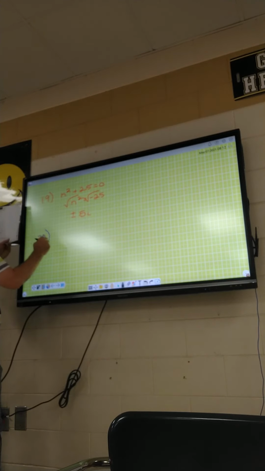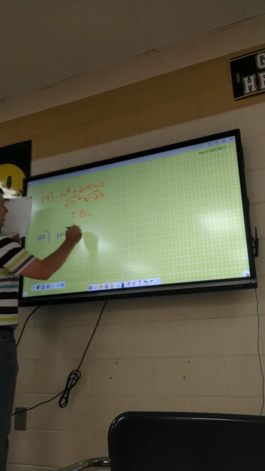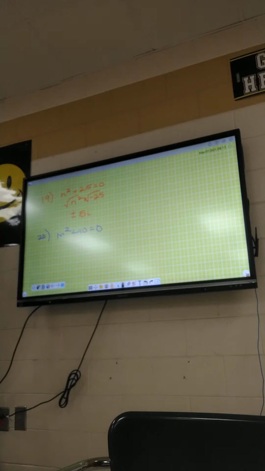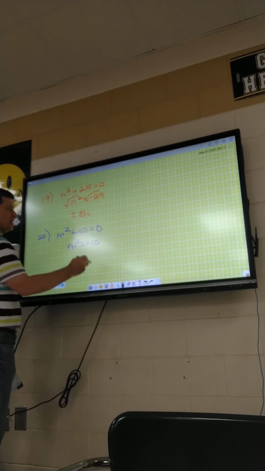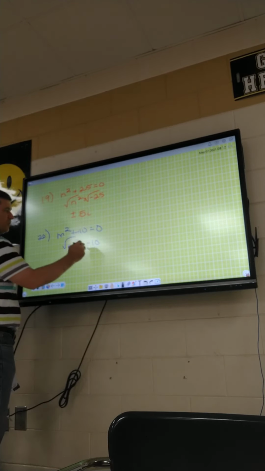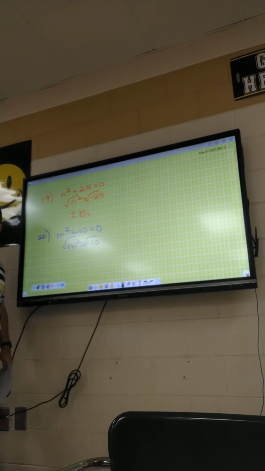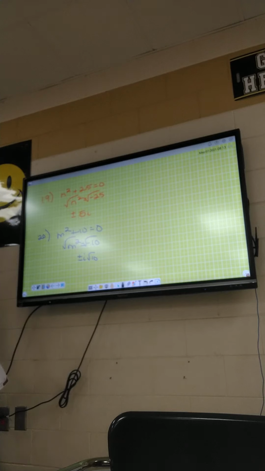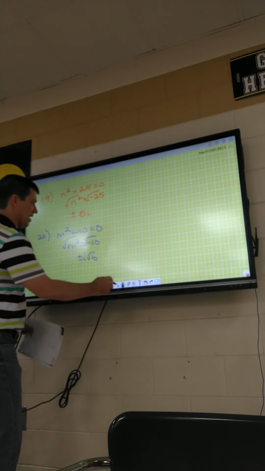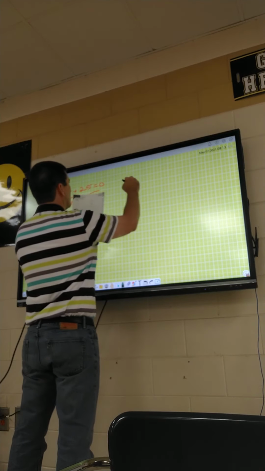All right, let's go to 20. Hopefully it's the same thing. m squared plus 10 equals 0. All right, Kelly, first step. Move 10 over. So I got m squared equals negative 10. Now I'll take the square root of both sides. Guys, can we do a square root of 10? No. I don't even think your calculator will break it down. All we can do is take the i out. So it's plus or minus i root 10. I don't know if any of these are on the final or not. I'll have to look. This isn't bad. We can do this.